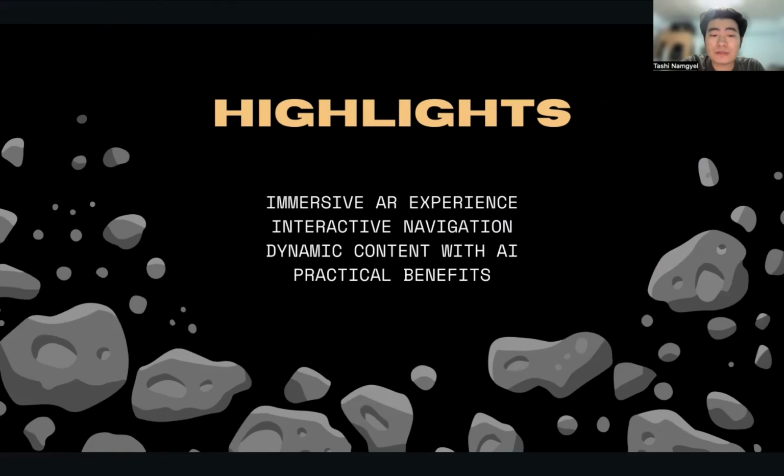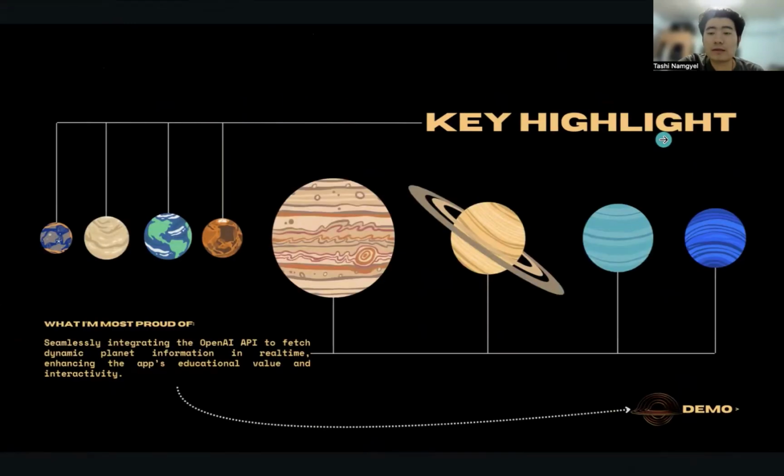And we have practical benefits, which are, first of all, educational value. It is ideal for schools, teaching planetary science interactively. And for accessibility, it runs on Android, supporting a wide range of devices. And with scalability, it is easily extendable to include more celestial bodies or features. And for engagement, AR and AI make learning fun, appealing to students and hobbyists. And the key highlight, which I am most proud of, is seamlessly integrating OpenAI's API to fetch dynamic planet information in real time, enhancing the app's educational value and interactivity.